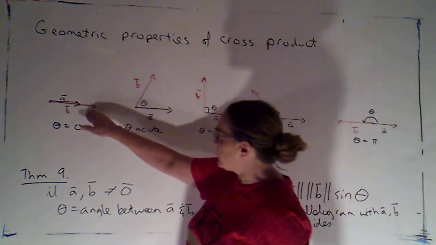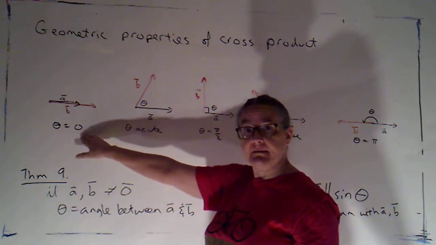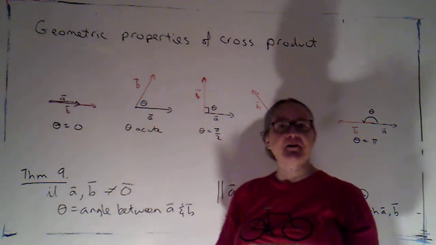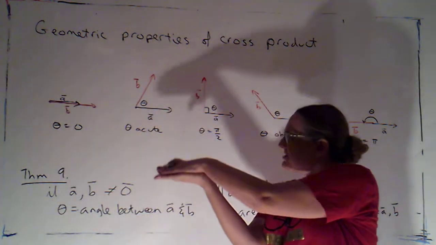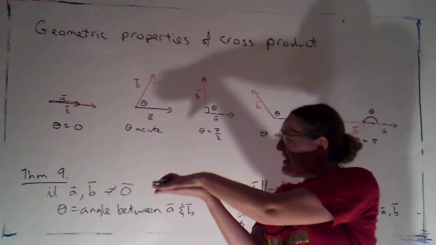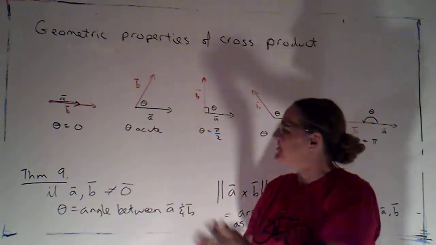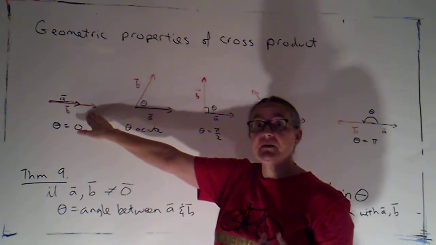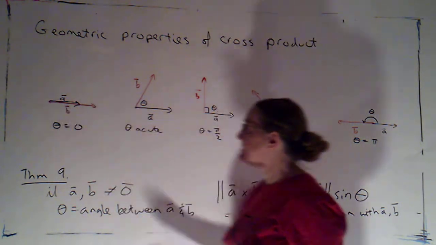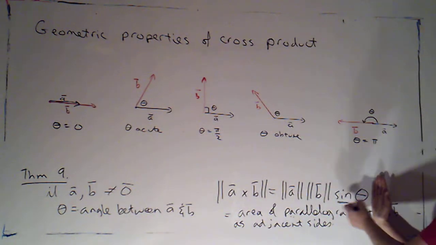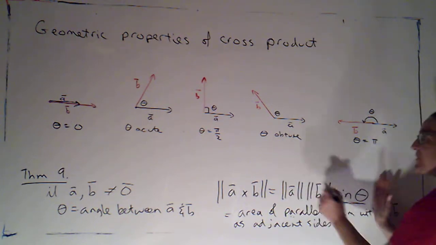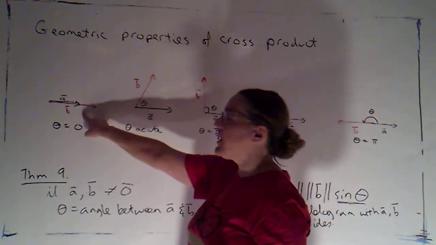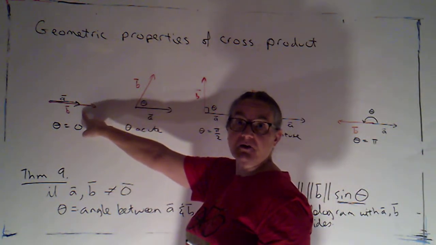Now if I start here, where A and B are parallel, pointing in the same direction so that the angle between them is 0, these guys form what we call a degenerate parallelogram. There's no height to it because A and B point in exactly the same direction, so the area of a degenerate parallelogram like this with 0 height would be 0. But if theta is equal to 0, sine of theta is equal to 0. So this product, which is the magnitude of that cross product, is going to be 0, which does correspond with the area of that degenerate parallelogram.